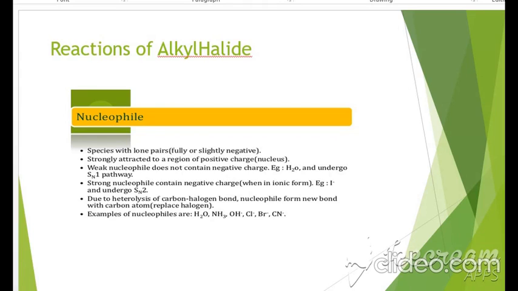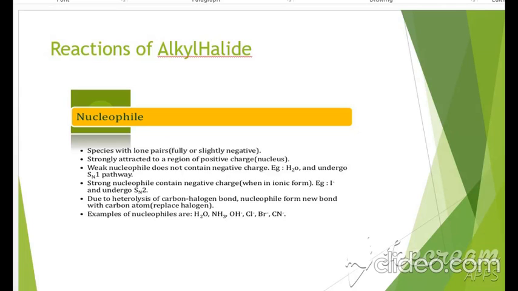What is the nucleophilic substitution reaction? What is the substitution reaction? The replacement of one atom or group of atoms by another atom is called a substitution reaction. For example, here is the alkyl halide. If you replace the halogen group X with another atom or group of atoms, this is called the substitution reaction. Now the question arises why it is called the nucleophilic substitution reaction.